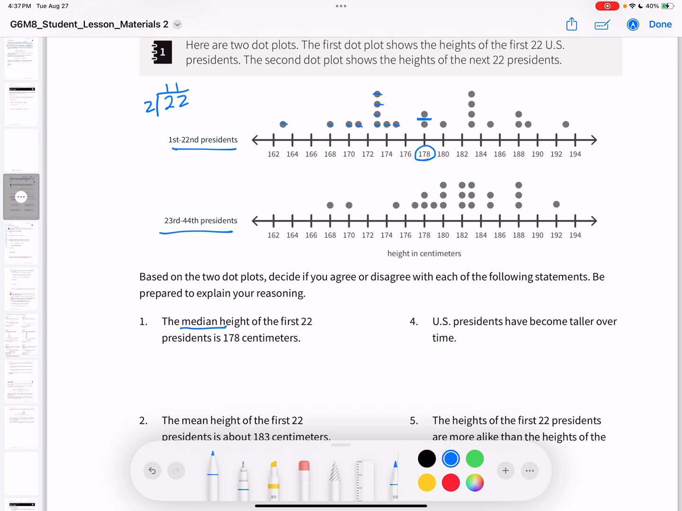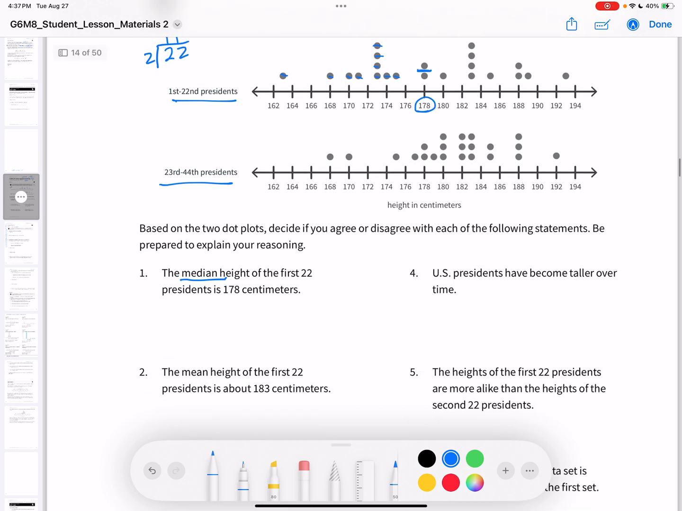So I would say, yes, I agree. So instead of saying yes, let's say agree. I agree because the median falls between the two dots on 178.